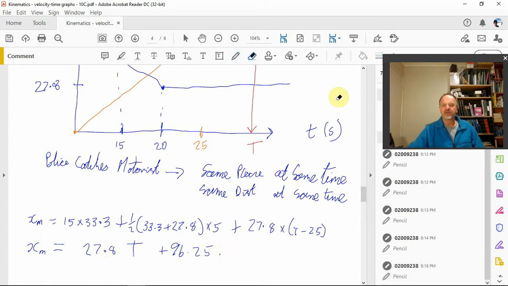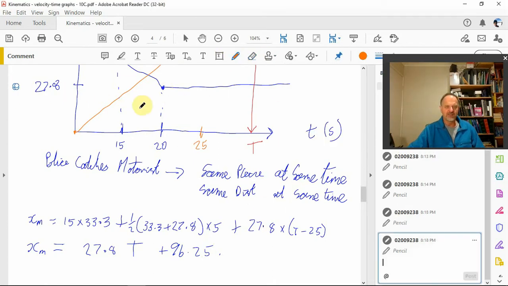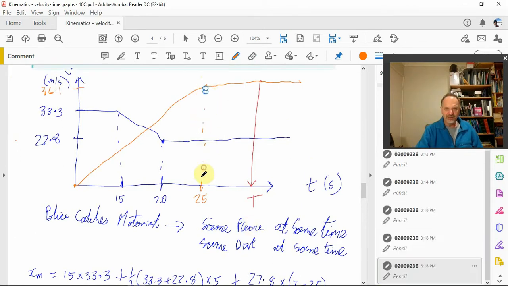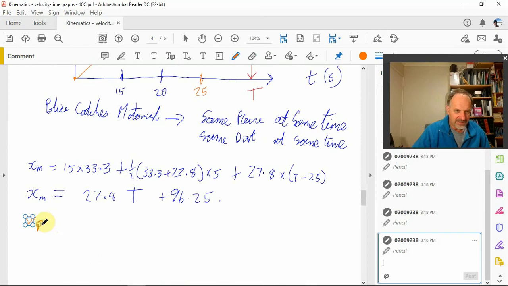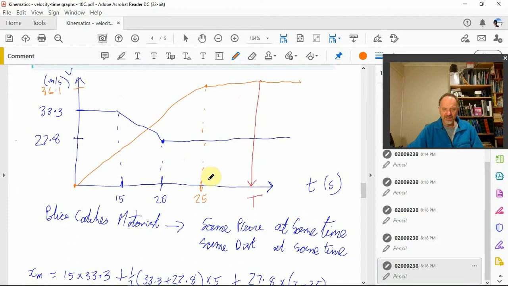Now I'm going to change back to my orange. So for my policeman is my orange. Again, the same thing. Now the policeman, I break the policeman's down here. And so the policeman's distance is this area there, which is a half of the base, 25, times the height, 36.1. So x for the policeman is a half of that base, which was 25, times that height, 36.1, plus this rectangular bit on the end here.